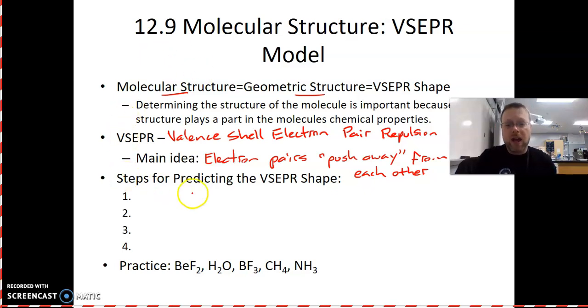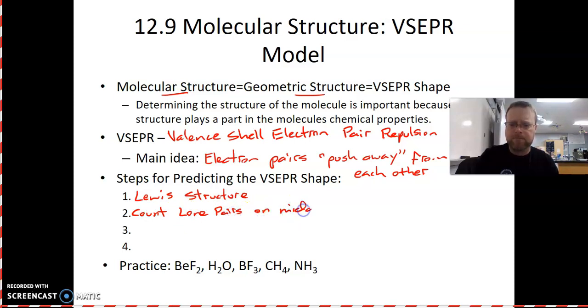So in order to do that, we're going to use something we've already done, and that is to create a Lewis structure. So the first step is to make a Lewis structure of the molecule. Okay? And then after we've created the Lewis structure, we want to be looking for electrons that are surrounding the middle atom, and those can come in a couple of different forms. Sometimes you can count the lone pairs on the middle atom. And here's what I mean by that.